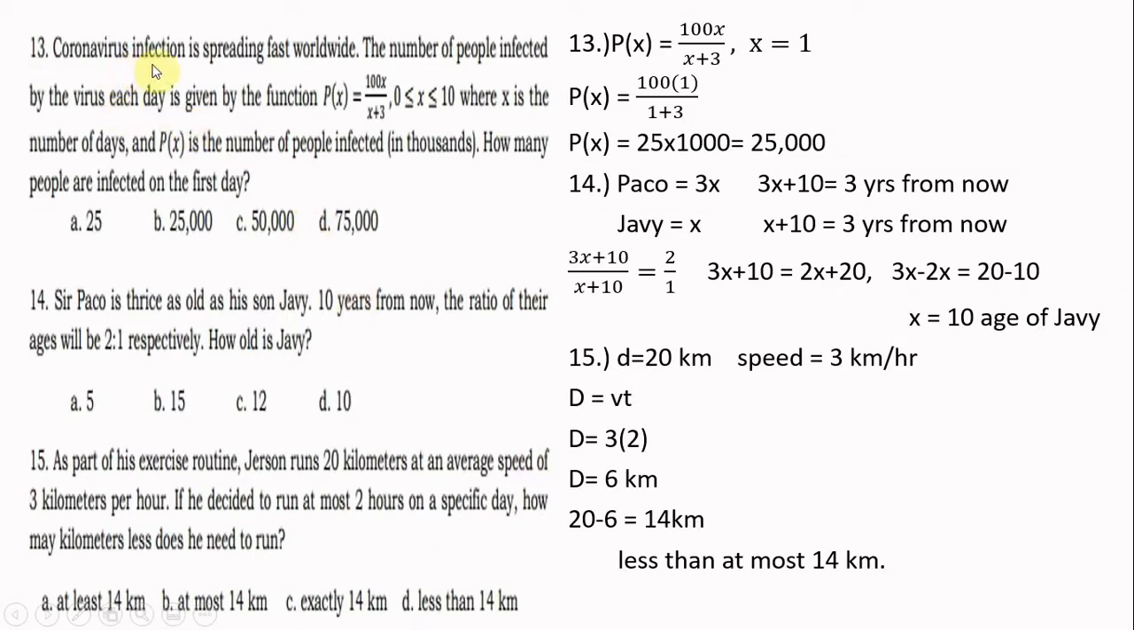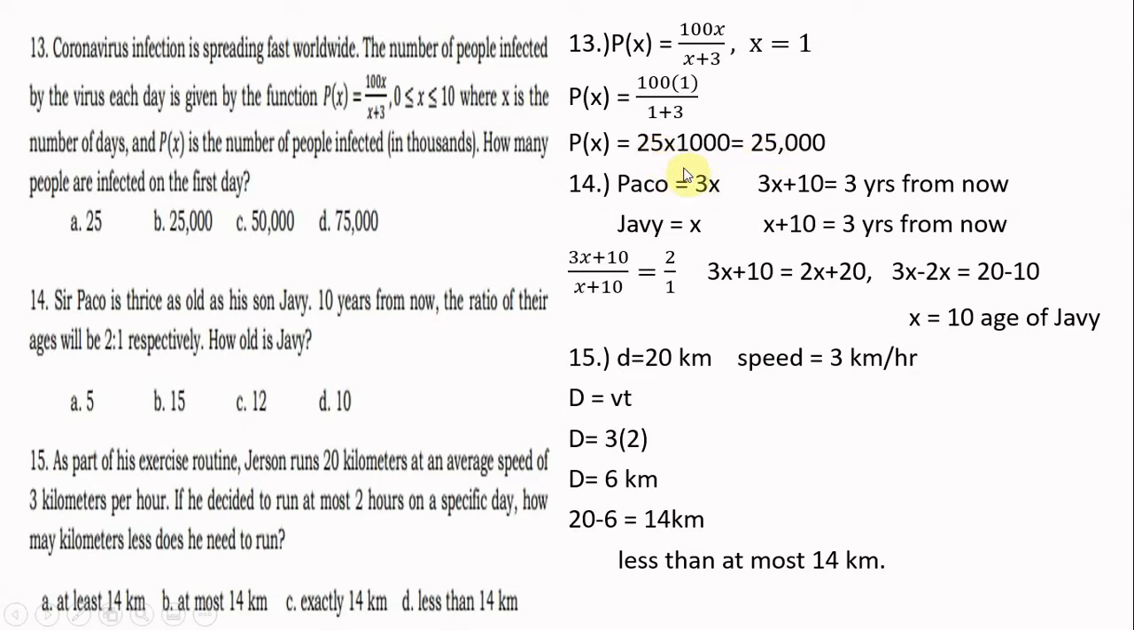Number 13, coronavirus infection is spreading fast worldwide. The number of people infected by the virus each day is given by the function P of x equals 100 times x over x plus 3, where x ranges from 0 to 10, where x is the number of days and P of x is the number of people infected in thousands. How many people are infected on the first day? Now, we'll be using 1 because this is the first day. So we'll be using the function P of x equals 100 times x over x plus 3. Our x is 1. So substitute x by 1. Here it is. So that's 100 over 1 plus 3, that's 4.